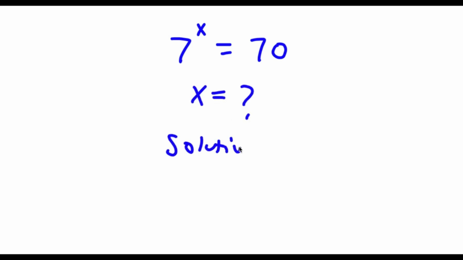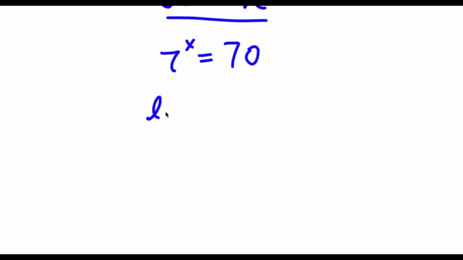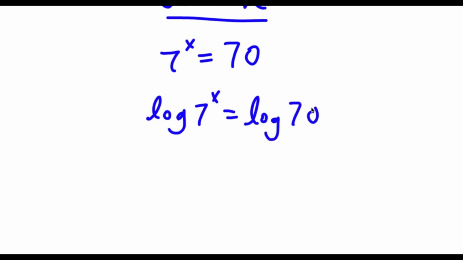So for my solution, first start with 7 to the power of x is equal to 70. Now I'm going to take the log on both sides. So now I have log 7 to the power of x is equal to log 70.